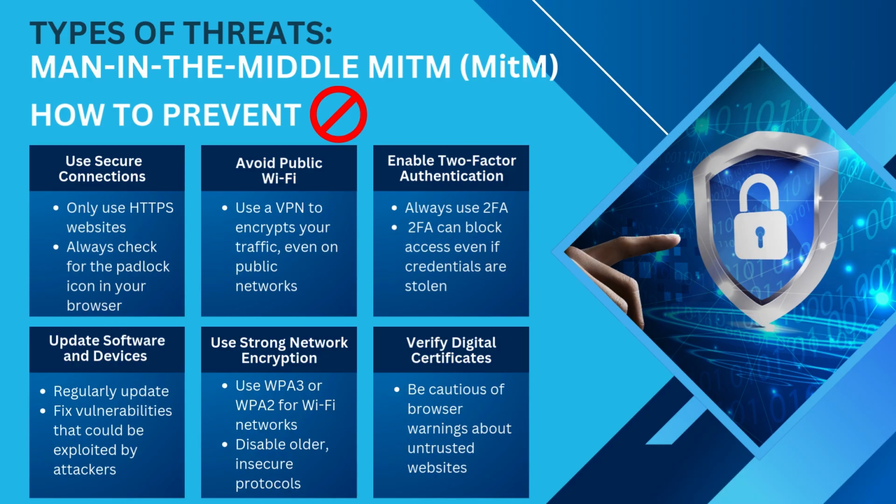So how can you prevent these attacks? First, keep your software and devices updated to patch vulnerabilities. Use strong encryption, like WPA3, on your Wi-Fi networks and disable older, insecure protocols. Always check for HTTPS when browsing. Look for that little padlock icon. Be extra cautious when using public Wi-Fi. A virtual private network, or VPN, can help encrypt your traffic even on unsecured networks. Finally, enabling multi-factor authentication adds an extra layer of protection if your credentials are intercepted.